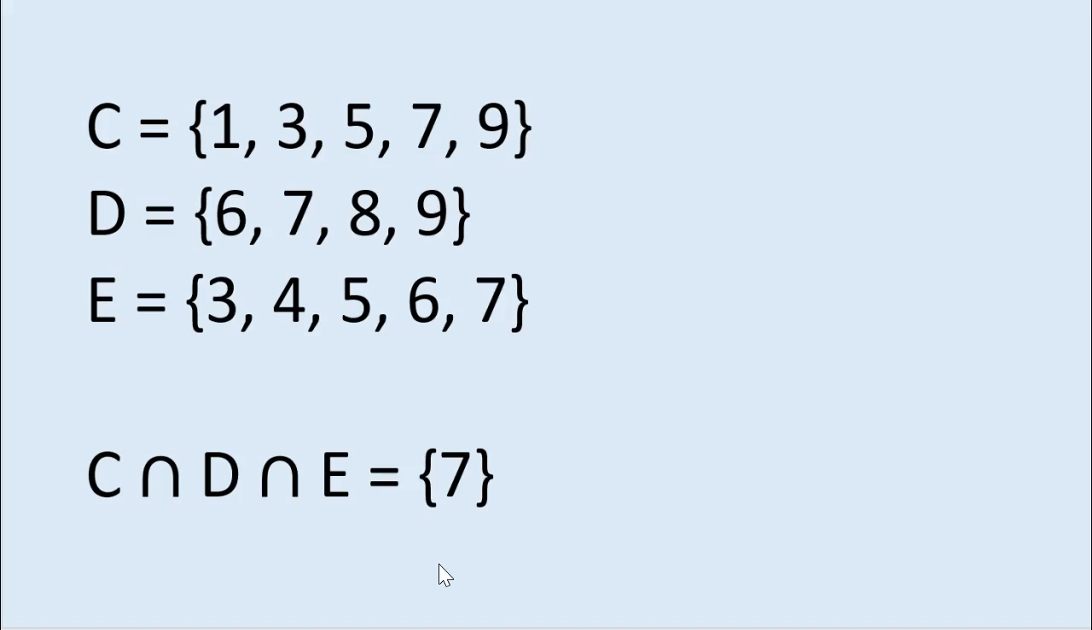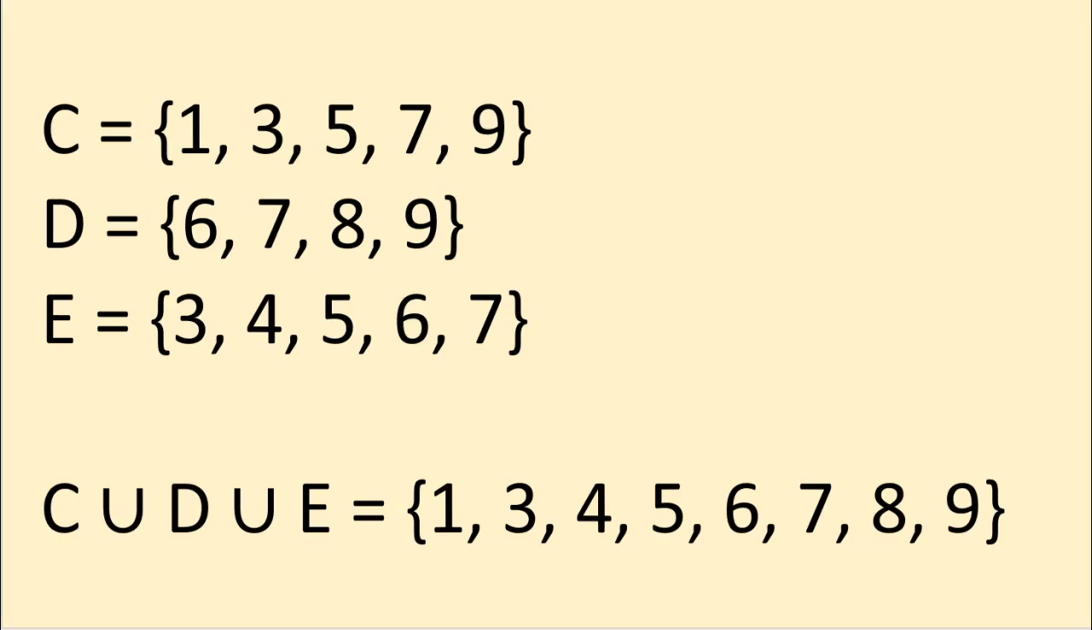We could look at C intersection D intersection E. This would be all of the numbers that all three of them have in common. Notice the only number that is in all three of the events is the number 7. So here, the intersection of C, D, and E is just the number 7. We could also look at the union of C, D, and E, and notice the union here is any number that occurs in at least one of the events. So here we have the union of all three.